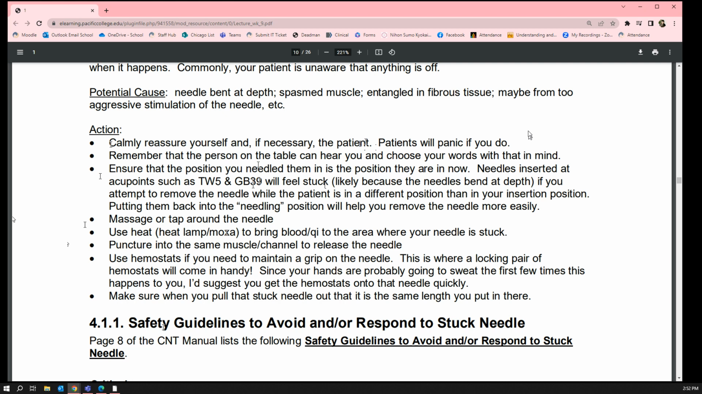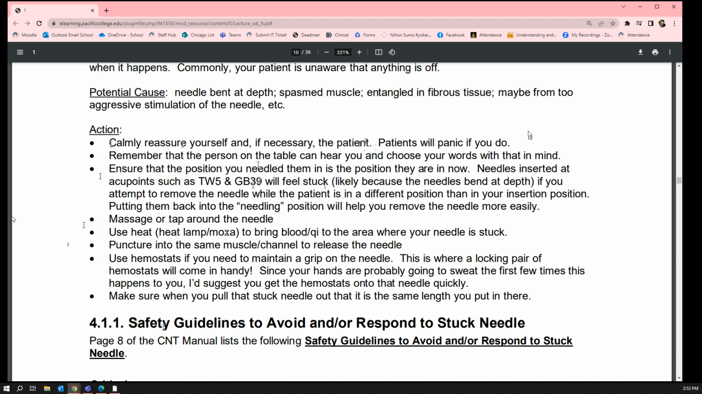Since your hands are probably going to sweat the first few times this happens, I suggest you get some hemostats onto the needle relatively quickly. So try and go through all of these possibilities as quickly as you can because you don't want it to last very long. You don't want to panic too much. Make sure when you pull the stuck needle out that it is the same length as when you put it in. So make sure that the needle did not break off at someplace mid-shaft. Make sure that the tip of the needle comes out with the rest of the needle.